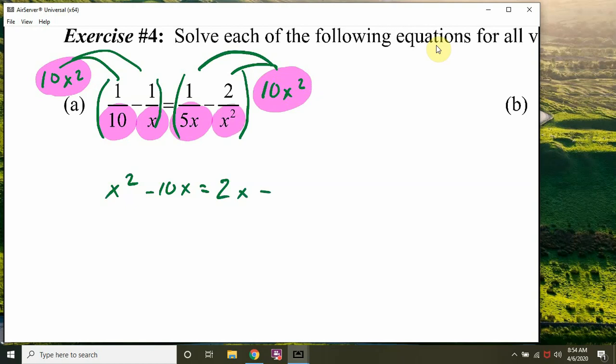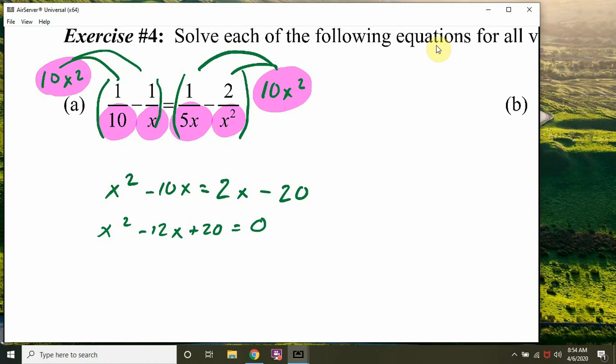10x squared divided by x squared is 10 times the 2 on top, which is 20. Okay, so rewind and take a look at how we did that. And now we recognize we've got a quadratic equation, so let's set it equal to 0. Subtracting the 2x and adding the 20, we are looking at x squared minus 12x plus 20 equal to 0.